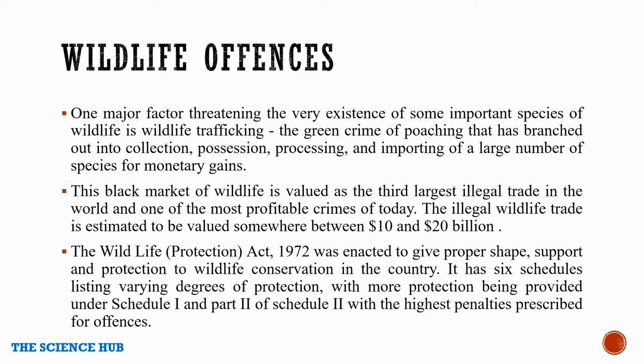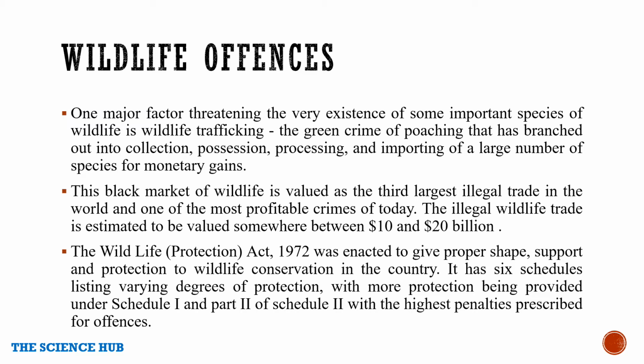Collecting and trading these body parts is also a major wildlife offense. Hunting protected and threatened species is another serious crime with huge penalties. This black market of wildlife is valued as the third largest illegal trade in the world and one of the most profitable crimes of today. The illegal wildlife trade is estimated to be valued somewhere between $10 to $20 billion.